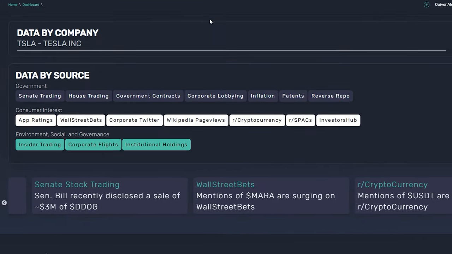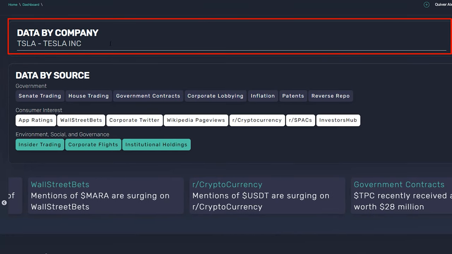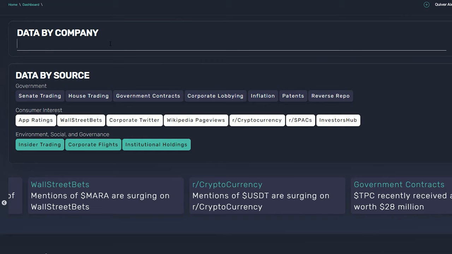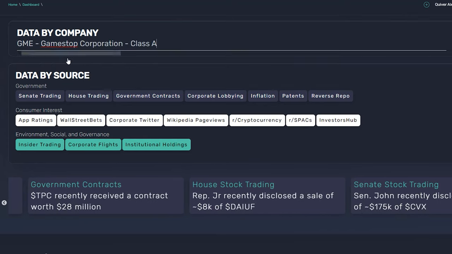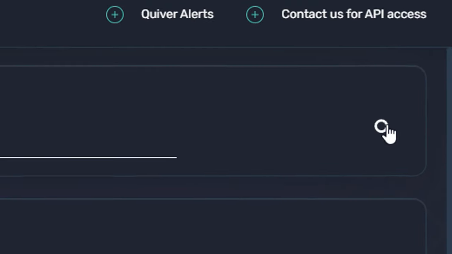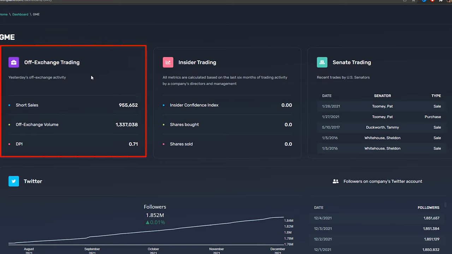If we focus on the top portion of the website, we're going to see something that says data by company, and by default it's going to have Tesla, but we're going to enter any random stock. We'll enter GME just for the sake of the example. After we click that, we hit the search button, and it loads up a bunch of alternative data that we can look at. Over here on the left, it says off exchange trading. It mentions the short sales and off exchange volume.